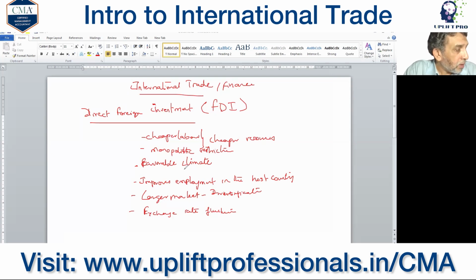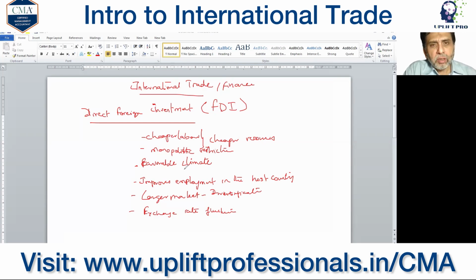Financial risk would be there. The foreign country might have either favorable or unfavorable interest rates. Favorable is one of the advantages, but it could have unfavorable high interest rates compared to the home country of the foreign company. So these are some of the risks and advantages of foreign direct investment.